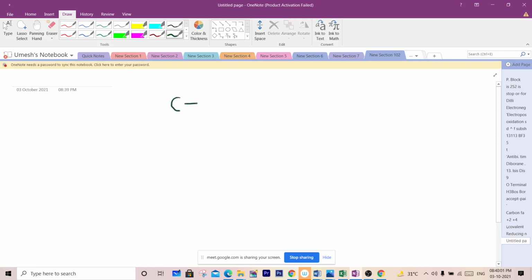Carbon can form single bond, carbon can form double bond, carbon can form triple bond, right? But other elements do not form this type of bonds. Can you tell me the reason? What is the possible reason? The tetravalency of carbon and catenation property.